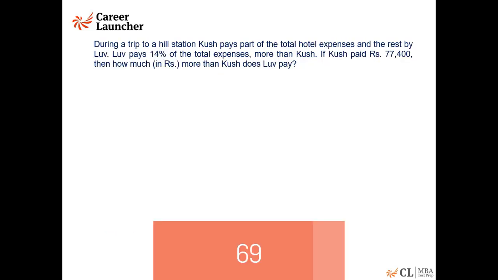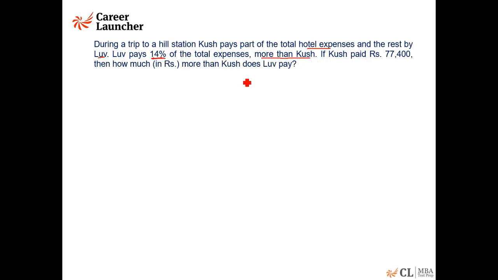During a trip to a hill station, Kush pays part of the total hotel expenses and the rest is paid by Love. Love pays 14% of the total expenses more than Kush. If Kush paid 77,400, how much more than Kush does Love pay? Now, easy question. I'm sure everyone will be able to solve it. My only issue is how much time you will take.